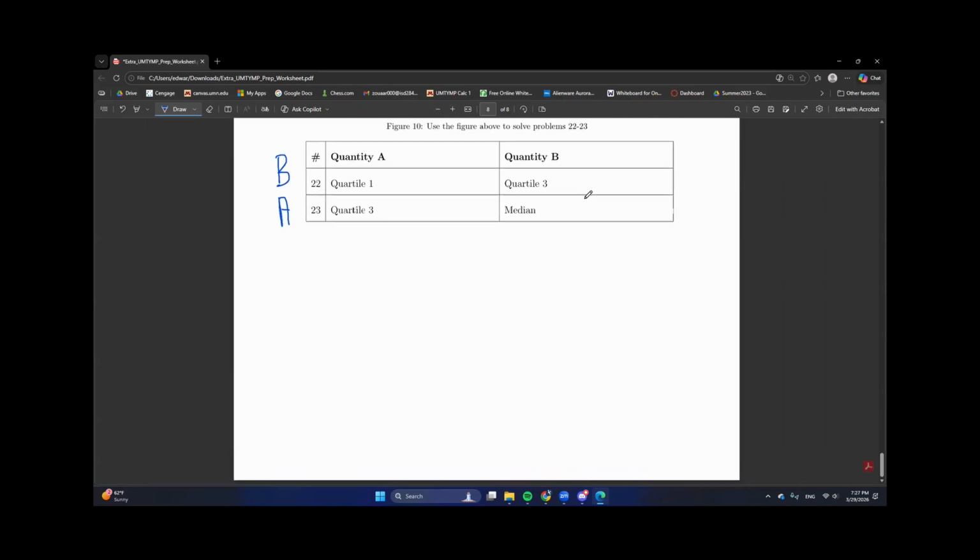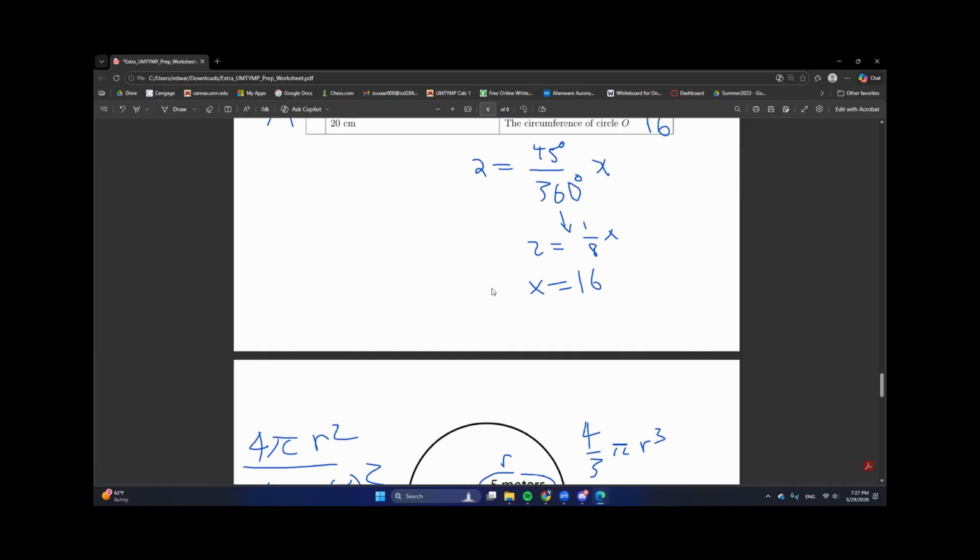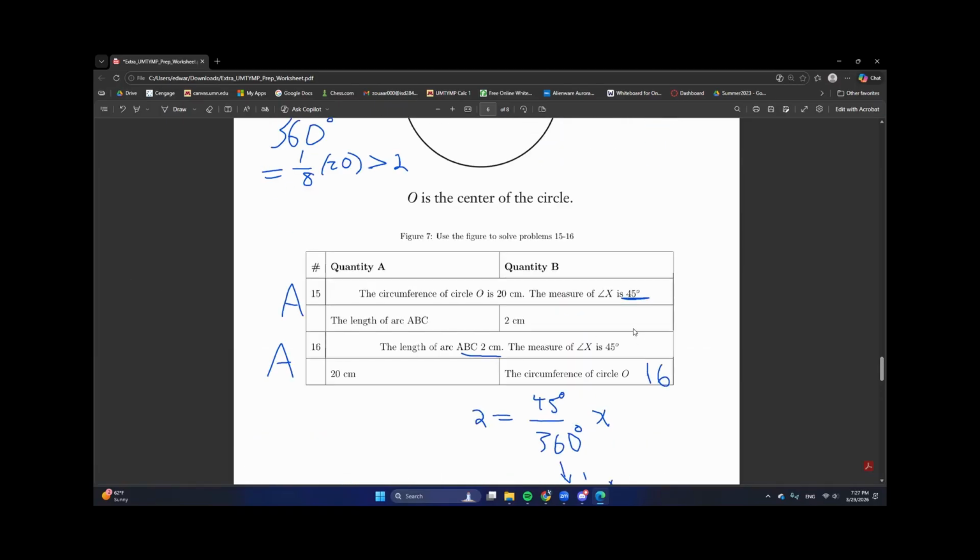So that is the test. How did you guys do? Does everything make sense now? I see someone wants to go over 15. Yes, I can go over 15 again.